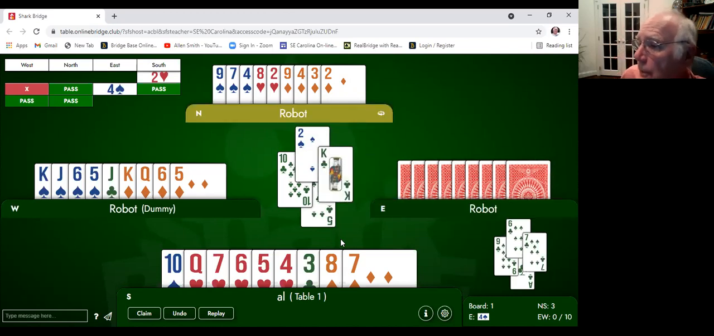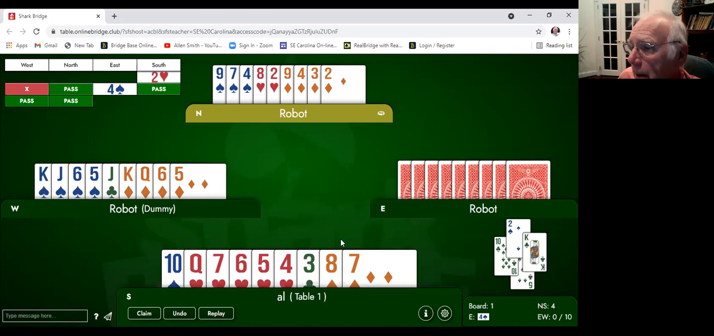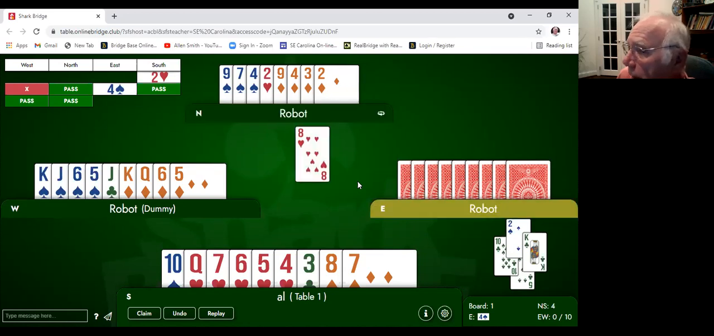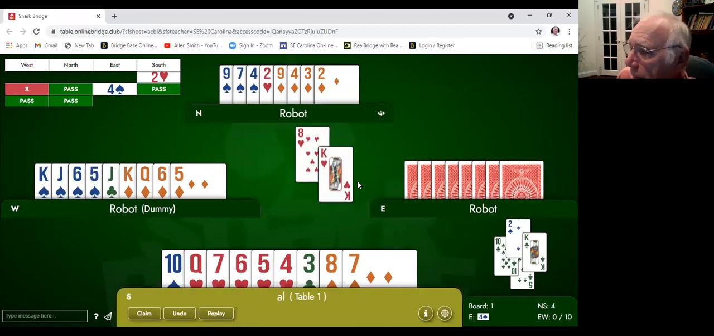Now, what is your partner going to do? Your partner now has 2 hearts, and says, well, I really don't have anything in hearts, but I don't know what my partner's got. Maybe my partner has the king of hearts left. We don't know. So he says, well, I'm going to go ahead and lead the 8 of hearts. So he leads the 8 of hearts, and lo and behold, the dummy comes out. The declarer takes the king.